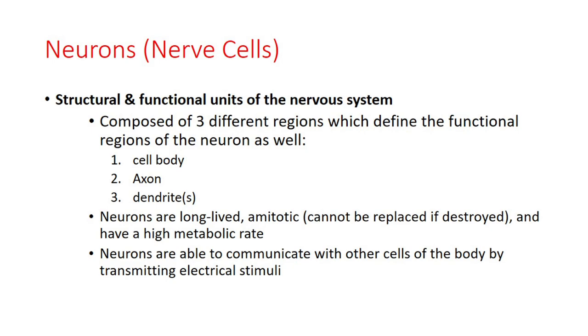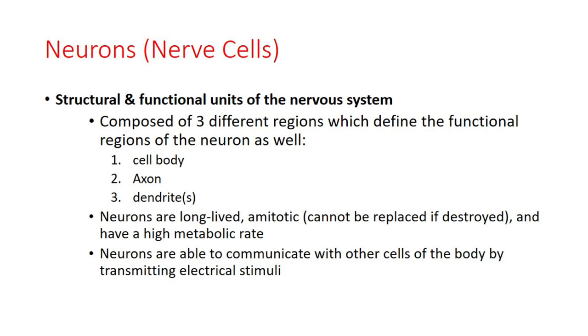Next, we're going to take a look at neurons, which are kind of the main cell or structural and functional units of the nervous system. They're composed of 3 different regions, and these regions define the functional regions of the neuron as well. Now, the 3 regions are the cell body, also known as the soma, the axon, and dendrites. So those are the ones we're going to look at.